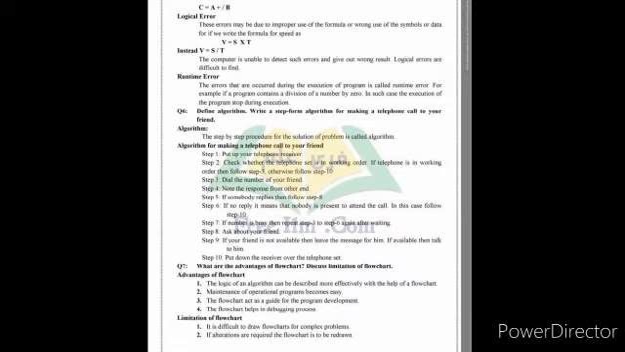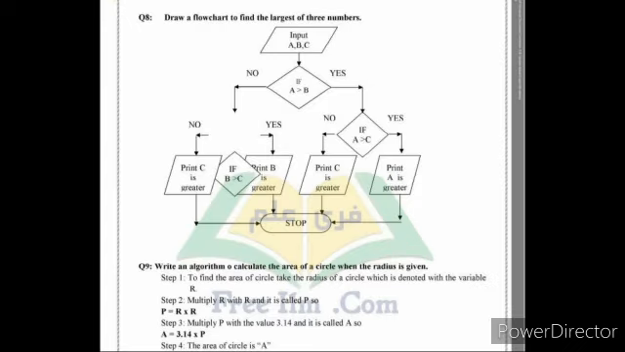Question number 6 is define algorithm. Write a step form algorithm for making a telephone call to your friend. Question number 7 is what are the advantages of flowchart? Discuss limitation of flowchart. And question number 8 is draw a flowchart to find the largest of three numbers.